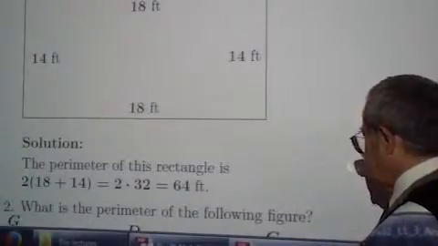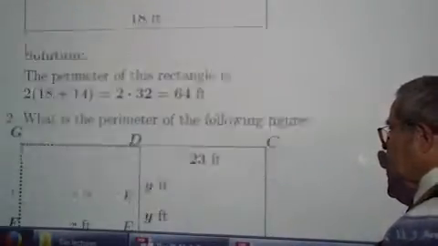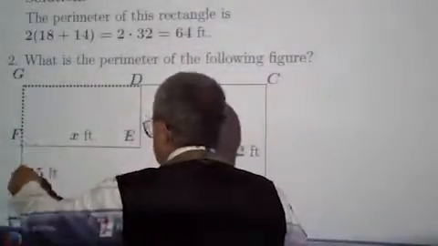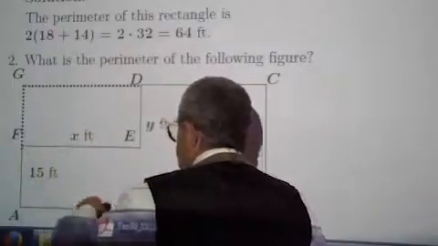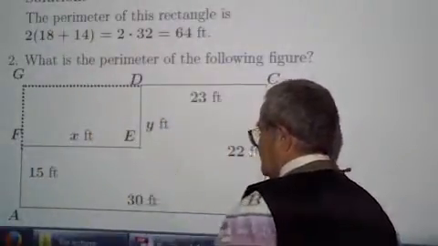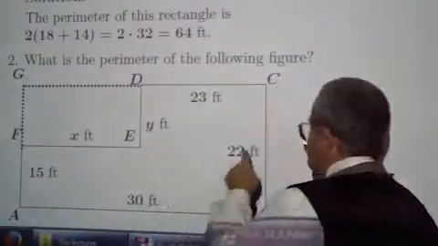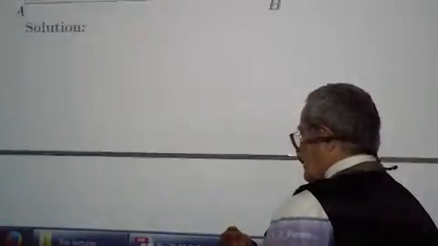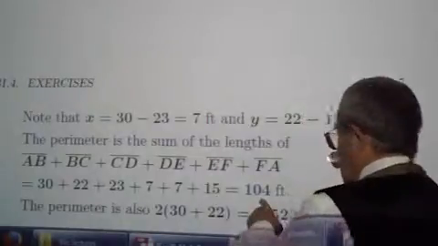And then, what is the perimeter of the following figure? You can go this way. You don't have to cut the corners here for the perimeter, not area, perimeter. So perimeter is 2 times 30 plus 22. 30 and 22 is 52, so 104. There we go, 104.